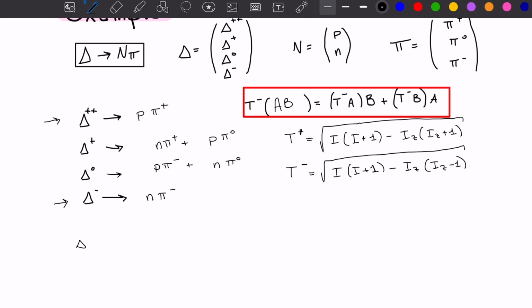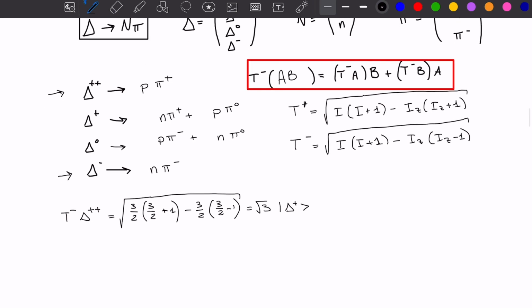So delta plus plus, and we're going to apply the T minus operator, and we will write down the square root of 3 over 2 plus 1, times 3 over 2 minus 1, and that will give us square root of 3. Okay, and then delta plus. So this is the probability of the delta plus plus going into delta plus.